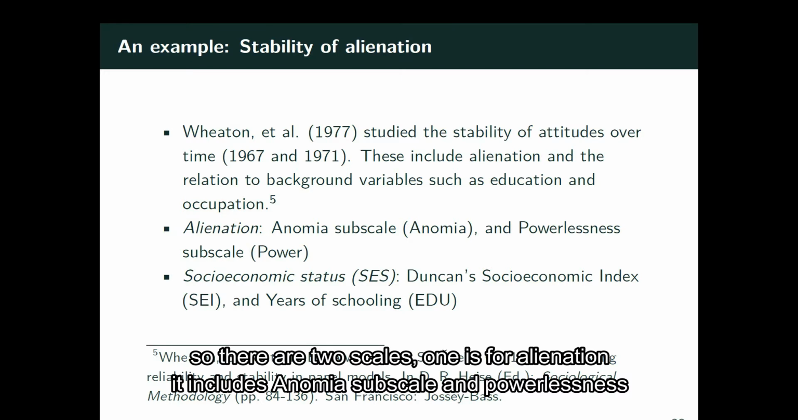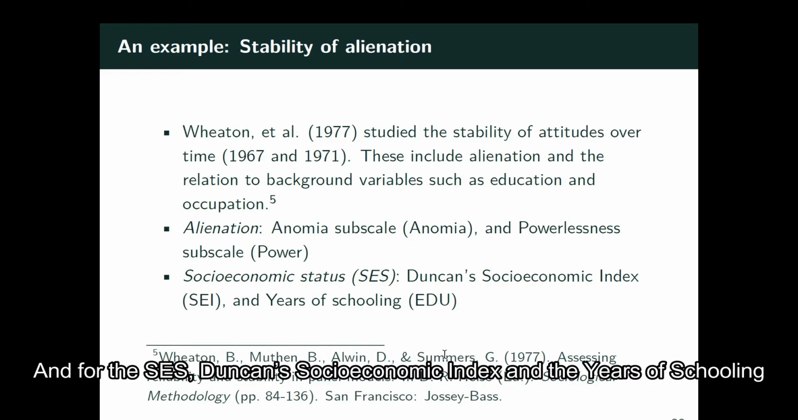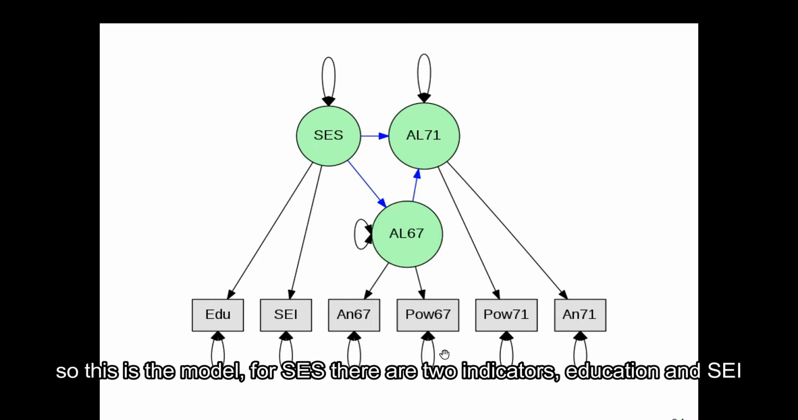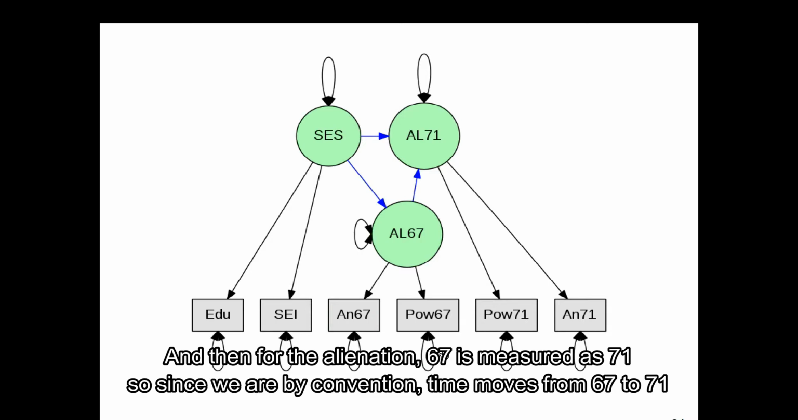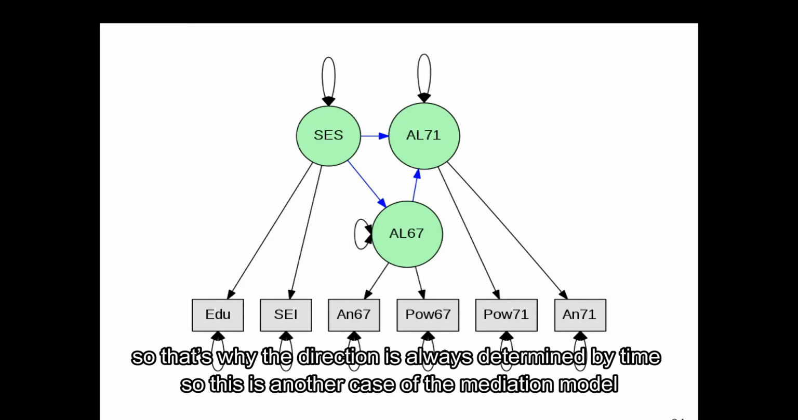So there are 2 scales. One is for alienation. It includes a normlessness subscale and powerlessness. And for the SES, Duncan's socioeconomic index and the years of schooling. So this is the model. For SES, there are 2 indicators, education and SEI. And then for the alienation at 67 and alienation at 71. Okay. By convention, time moves from 67 to 71. So that's why the direction is always determined by time.